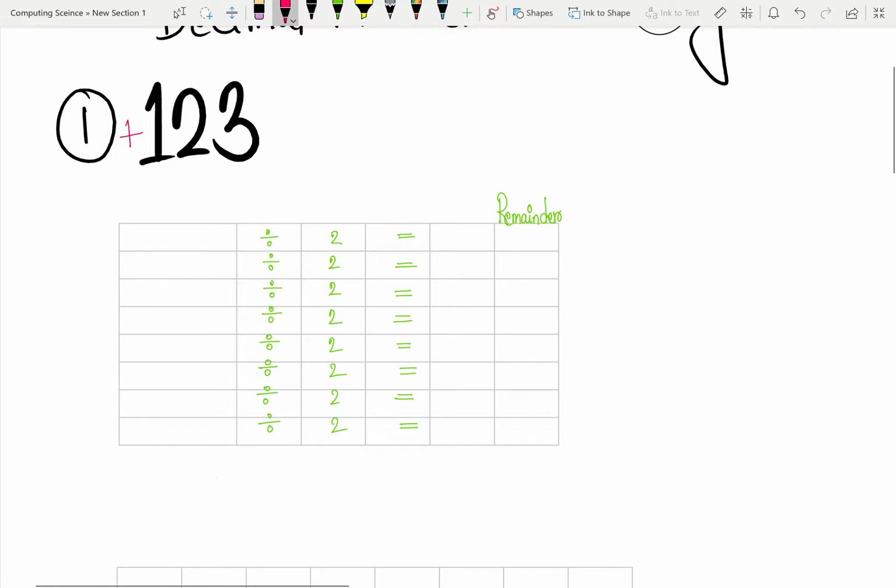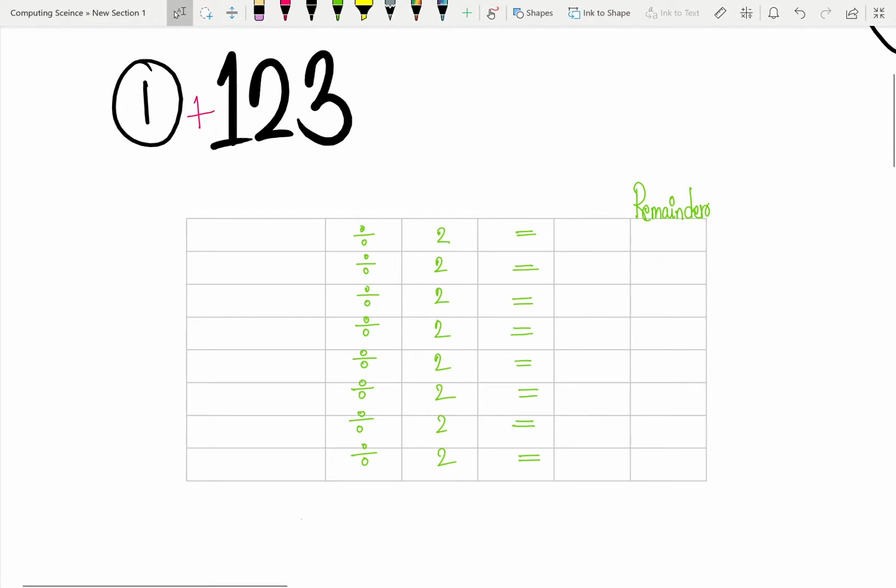First, we treat it as a positive number, and the steps I'm going to take are the normal way we have done in previous videos. So 123 divided by 2 becomes 61 with a remainder of 1.